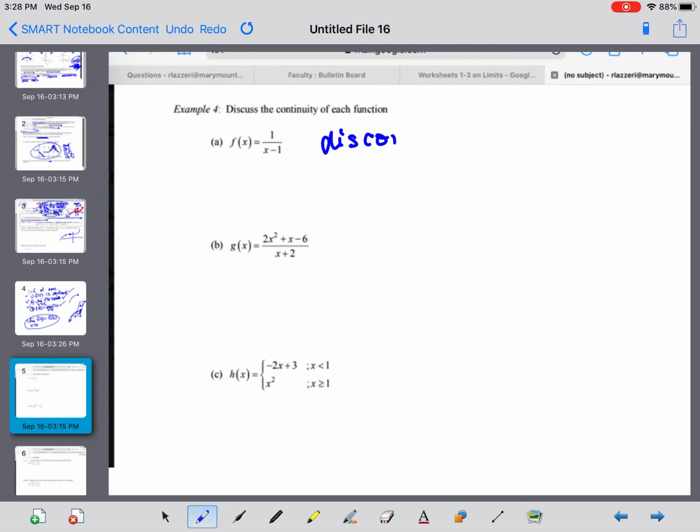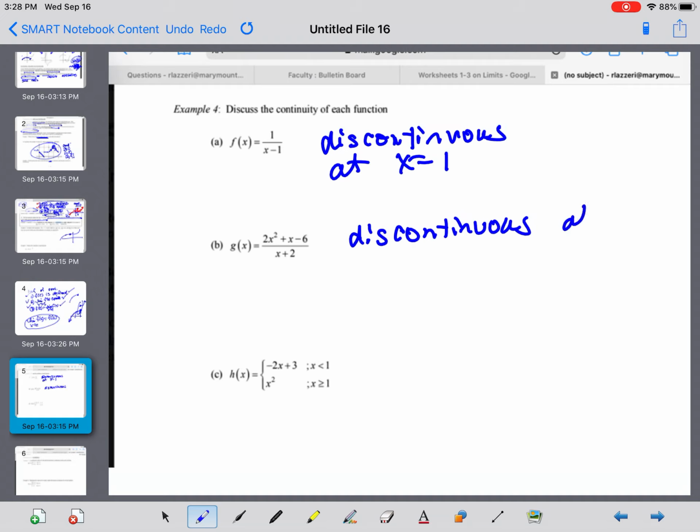All right, discuss the continuity of each function. This one is discontinuous at x equals 1. That's kind of enough said right now. All right, on this one, I know that it's discontinuous at x equals -2, but let's fill -2 in the top. This one right here is discontinuous at 1 because you have a vertical asymptote. It looks like this, and it's an infinite discontinuity.